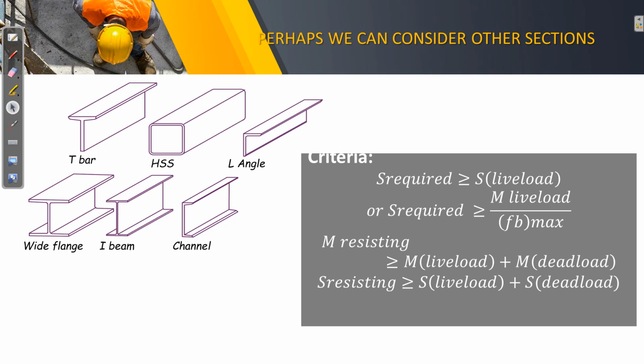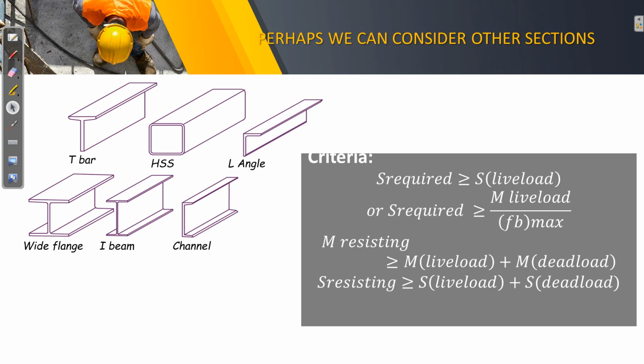So the purpose of this criteria is to select from the table the lightest section, so that we are going to check that by adding it to S live load, your S required should always be greater than the actual section modulus of your live load plus your dead load. So dead load is added only after deriving S live load and then selecting an appropriate section to resist your live load. And where shall we get the values?